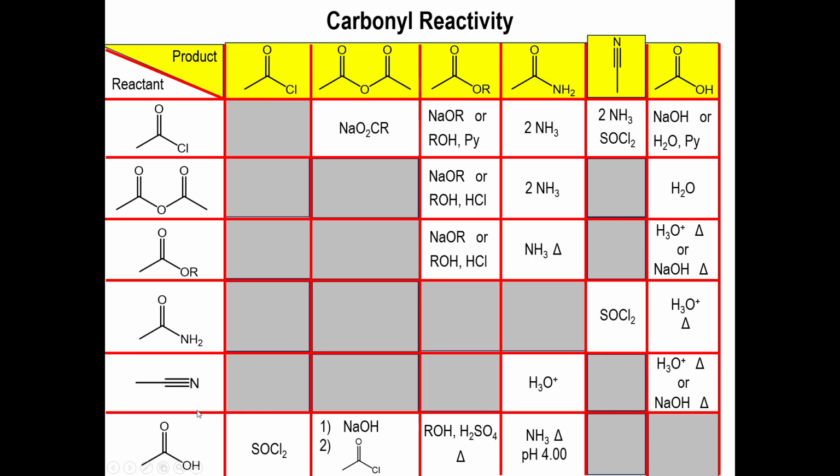All right, the last thing, of course, is your carboxylic acids. You can make the acyl chloride from the carboxylic acid with thionyl chloride. You can make the anhydrides from the carboxylic acid if you first react the carboxylic acid with sodium hydroxide and you follow that up with the acyl chloride. You can make the esters from your carboxylic acid if you react the carboxylic acid with alcohol in the presence of a strong acid.